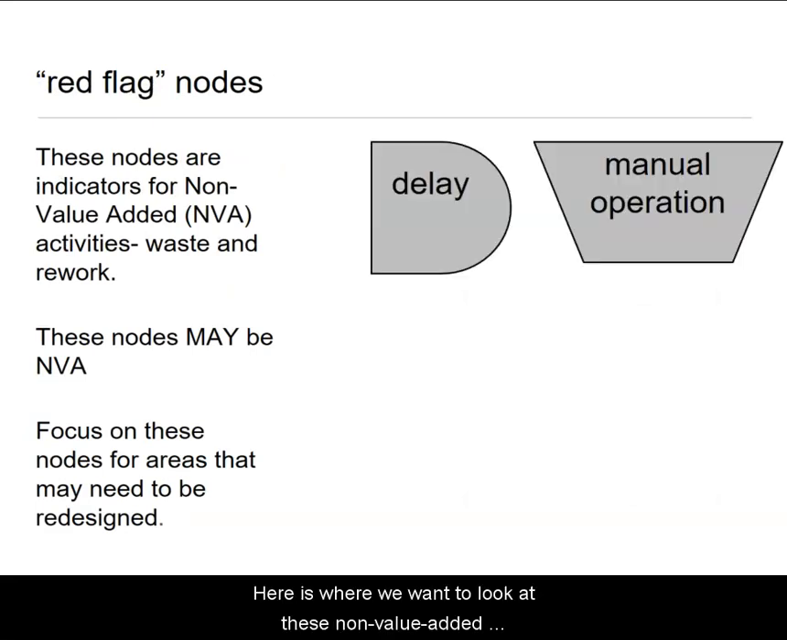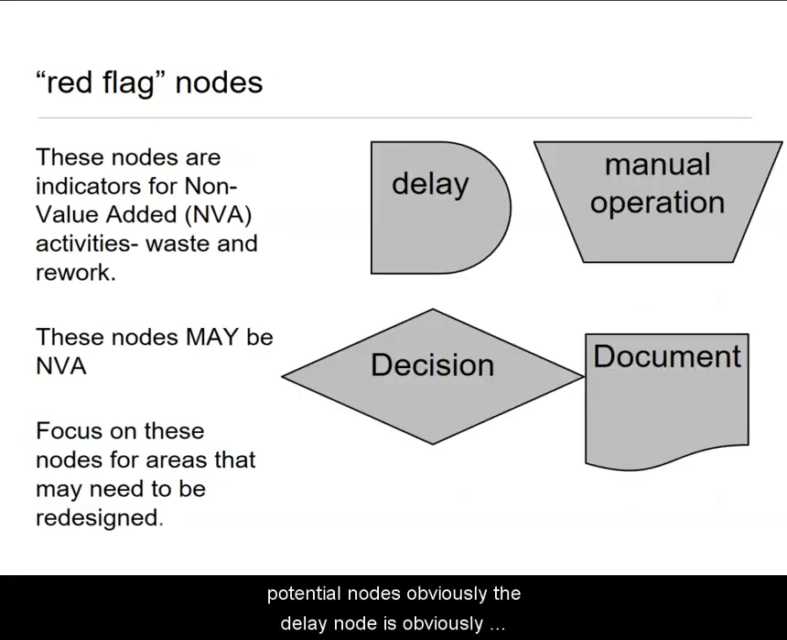Here is where we want to look at these potential non-value added nodes. Obviously, the delay node is always going to be non-value added. It's removing energy from the process. Anytime we have to do a manual operation, that's something we should look at. You can see these are all grayed out. We want to make sure that these nodes that are removing energy from the process, or could be non-value added, are identified through a shade.